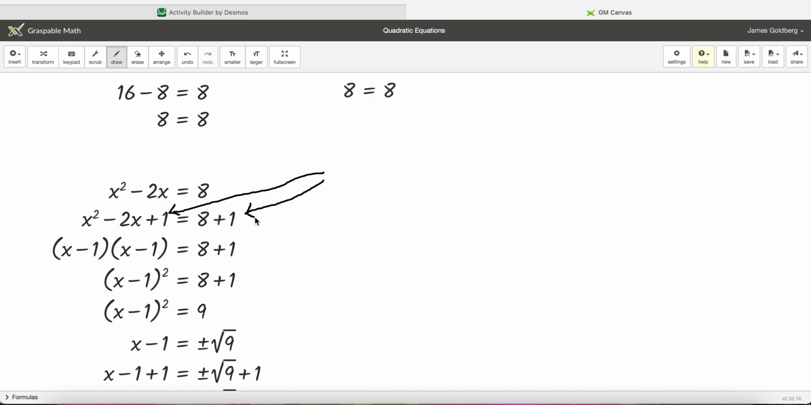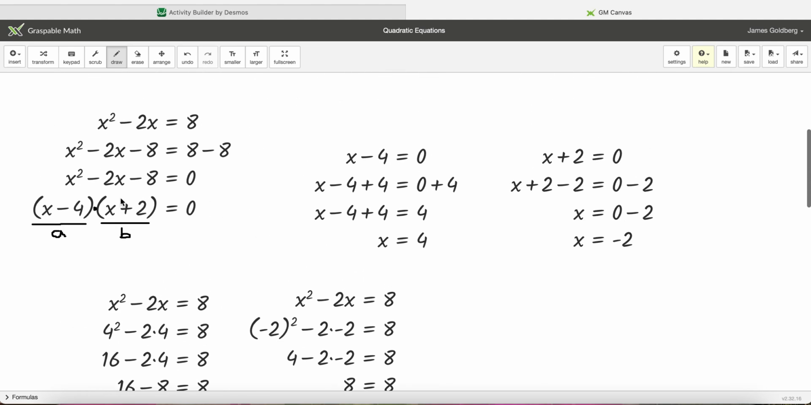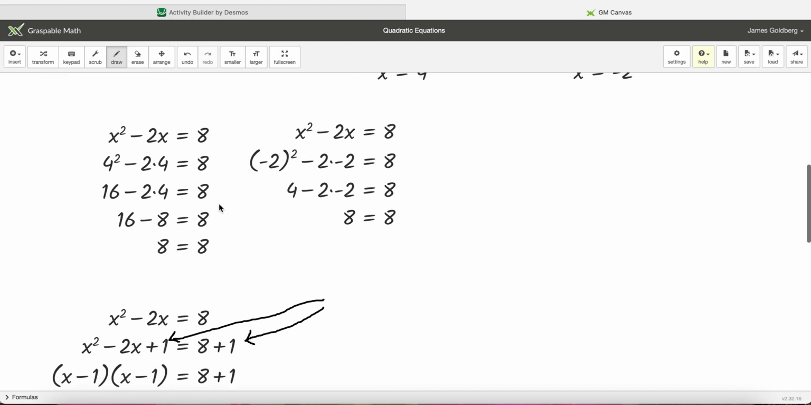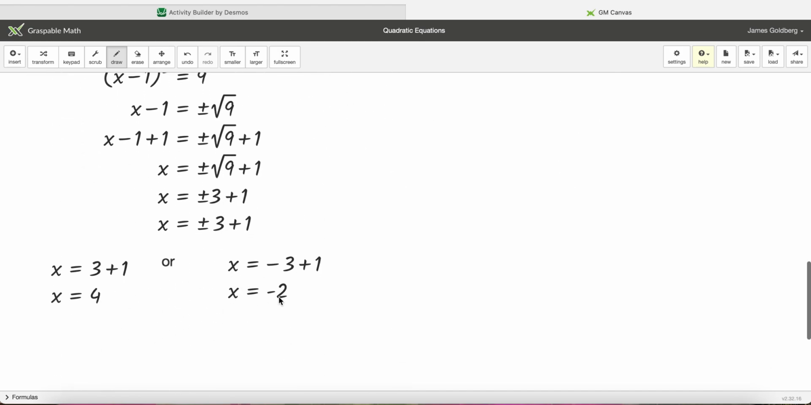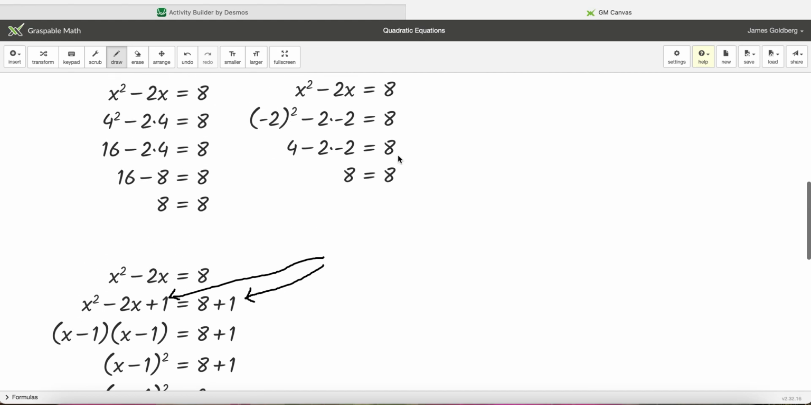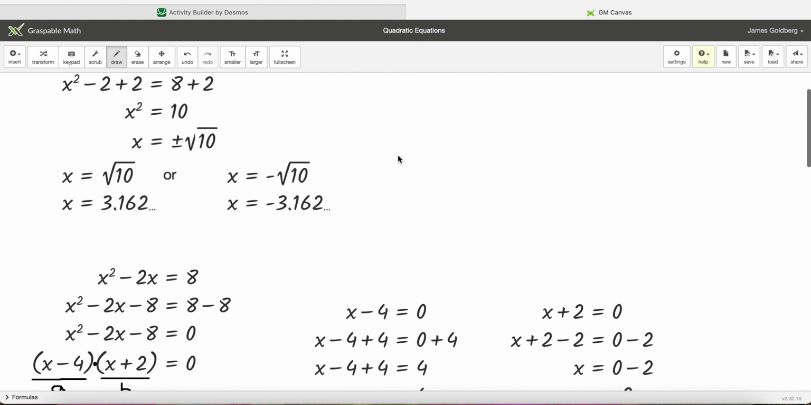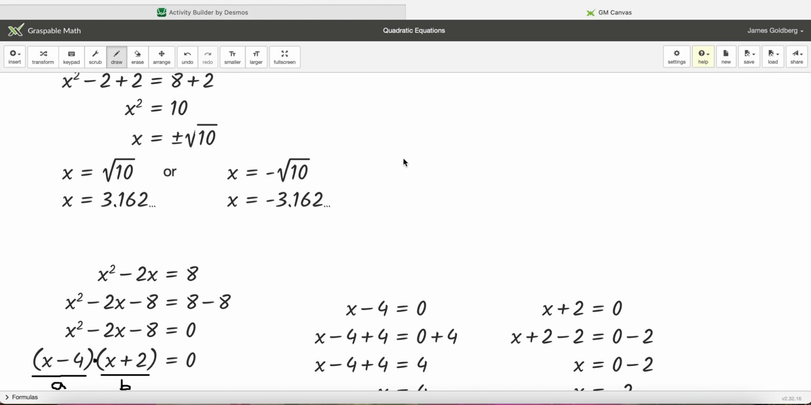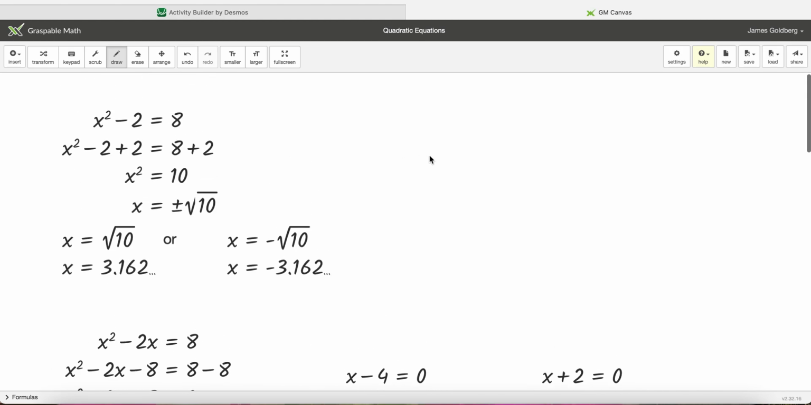We added 1 to both sides to complete the square. But sometimes we can rewrite this as 2 factors, a times b equals 0. We're going to get the same value. And I'm not going to check these two because I already know that those two work. So I hope that was a nice little crash course in understanding how to find the value of x that makes a quadratic equation true.